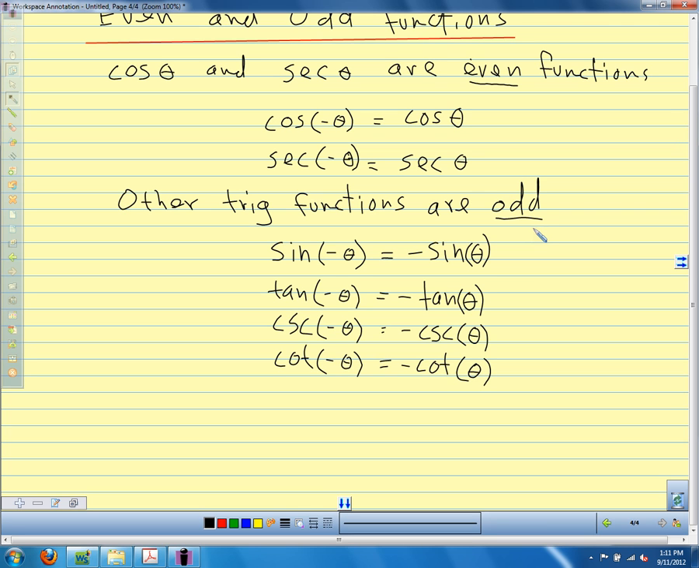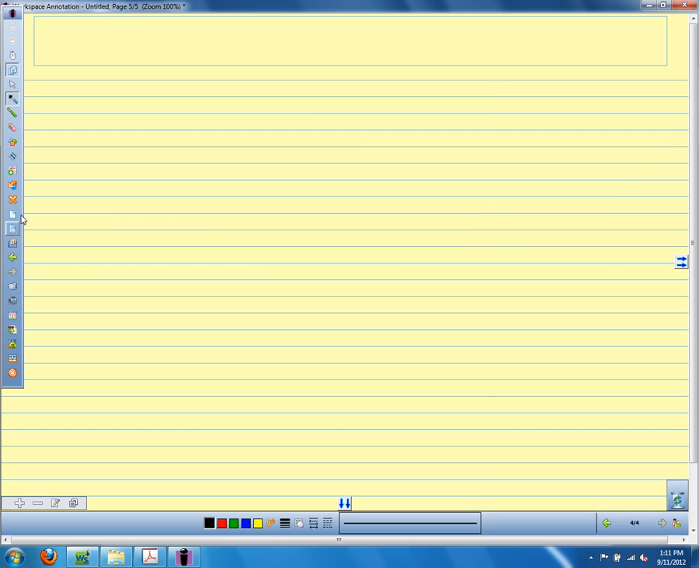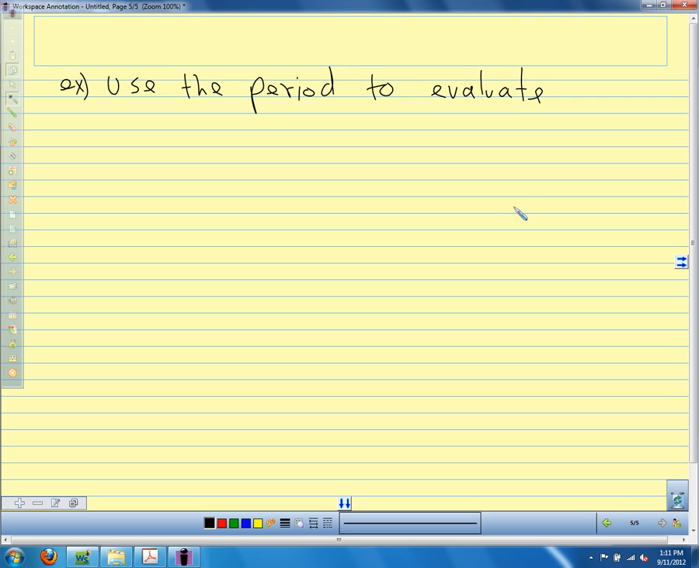So let me do one example of a problem that usually trips people up a little bit. And then we'll work on homework. So our example, we want to use the period to evaluate the cosine of 5 pi.